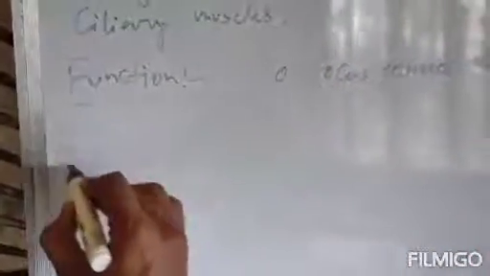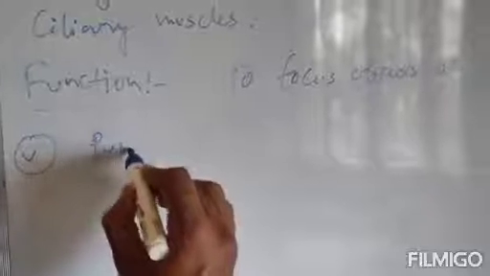To focus objects at various distances from the eye. Clear? So the fourth part is the eye lens. Fifth part is the pupil.